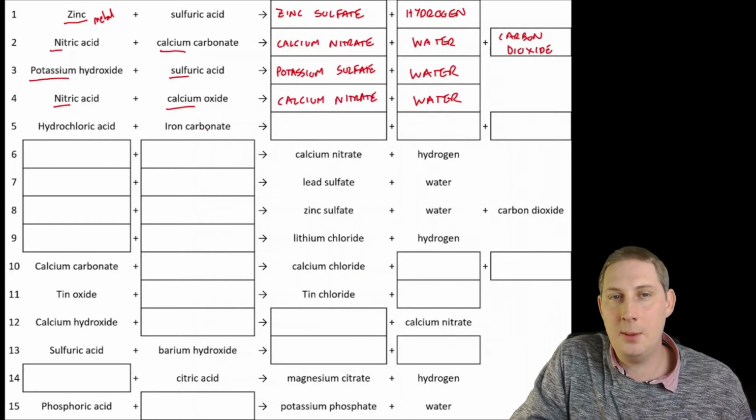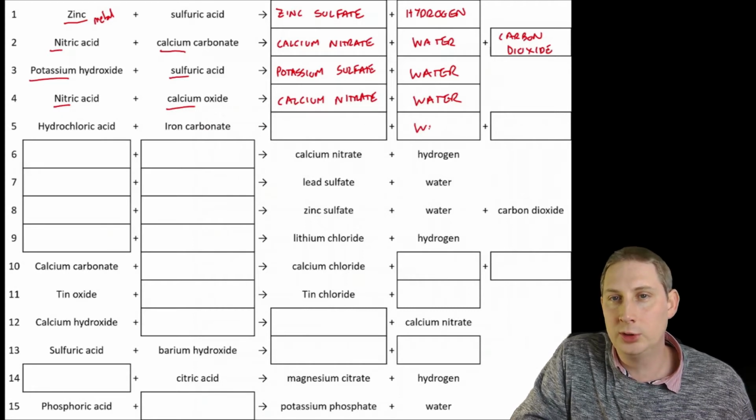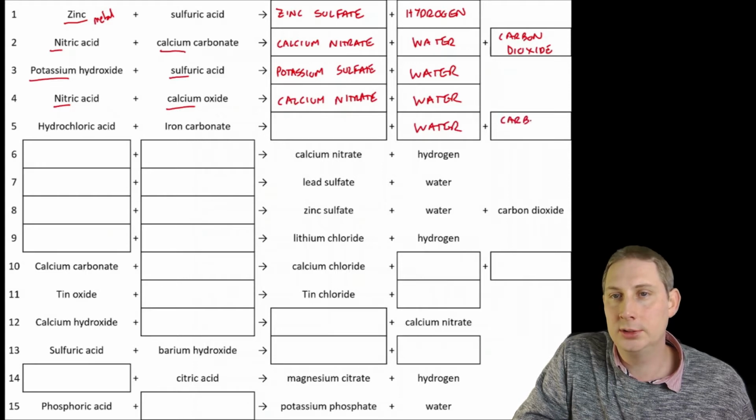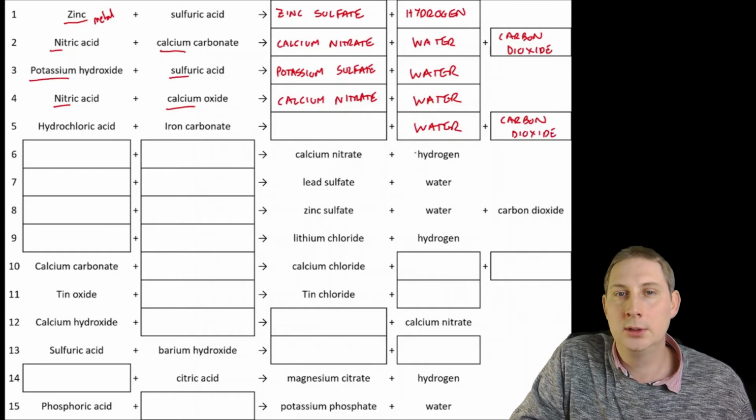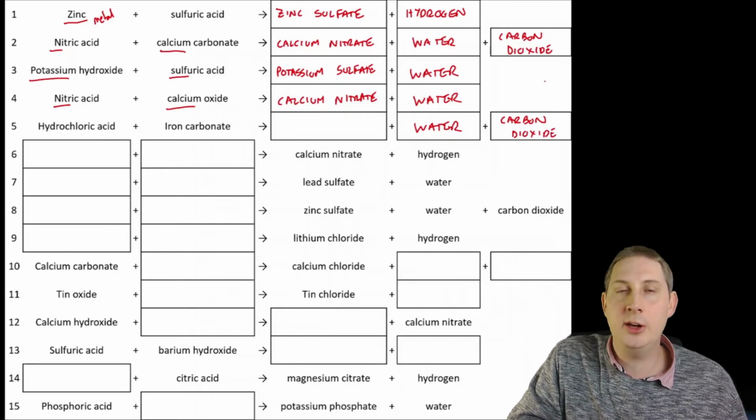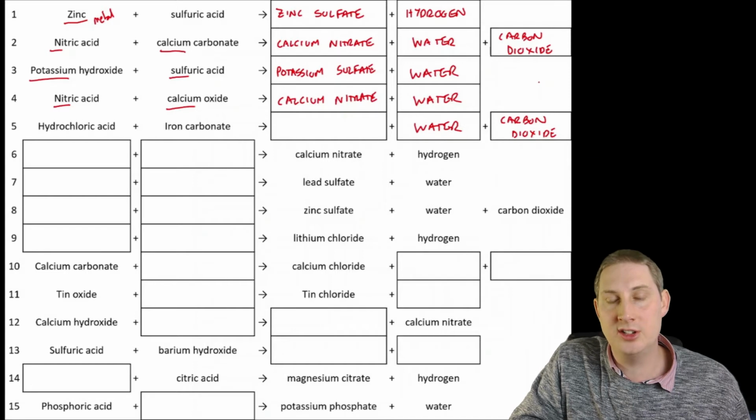We've got a carbonate here. Acid and carbonate makes a salt plus water plus carbon dioxide. Notice I'm not writing CO2. This is a word equation. We have to write the full words.